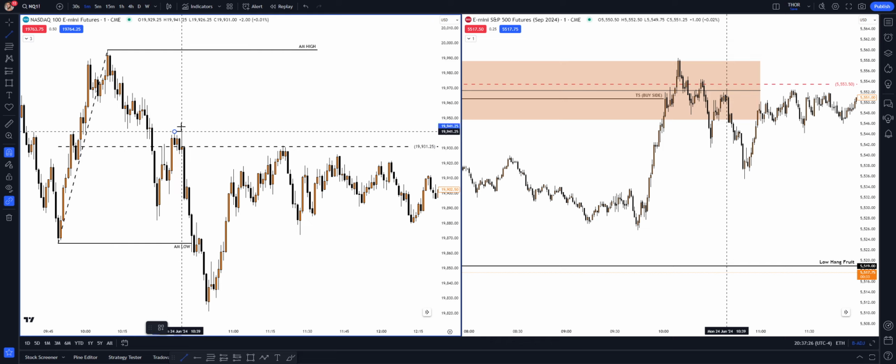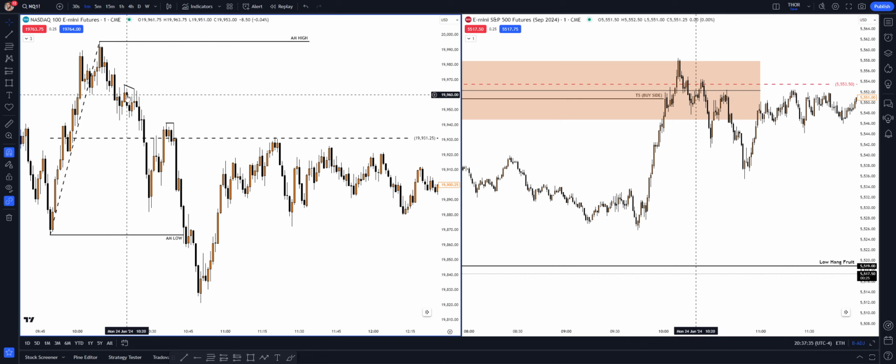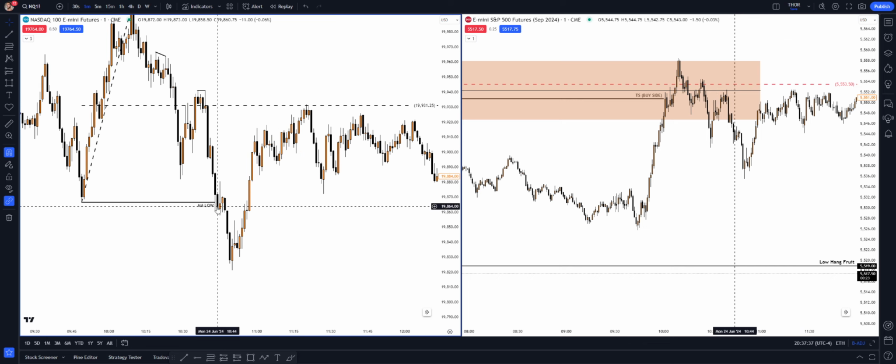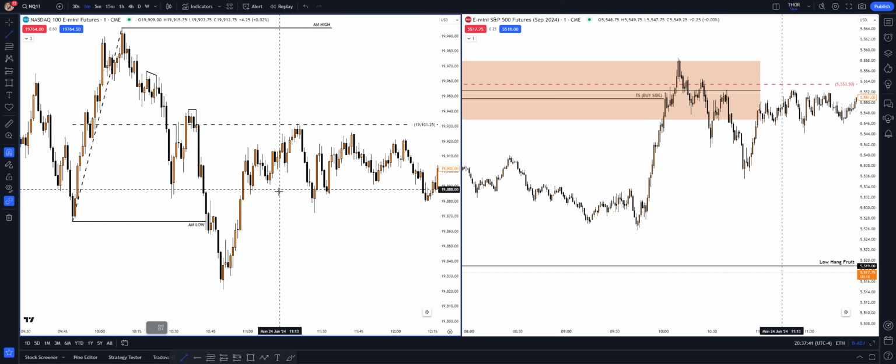So let me annotate this SMT divergence. This is an SMT in the form of equal lows, equal highs. There's another one here. So we're looking for those, okay? So here, V-shaped reversal. This is the first SMT divergence.